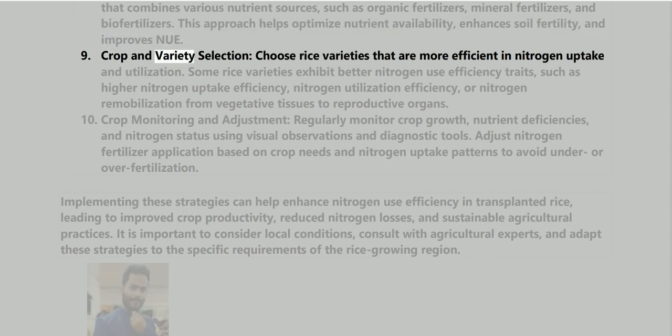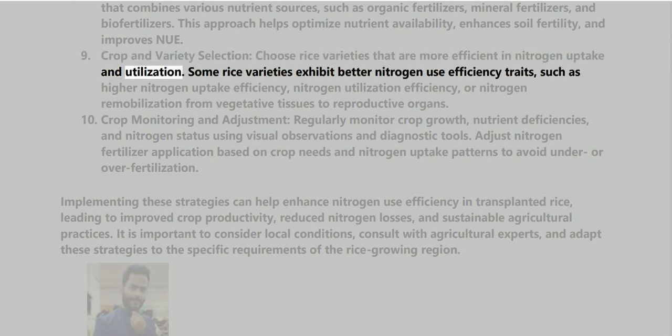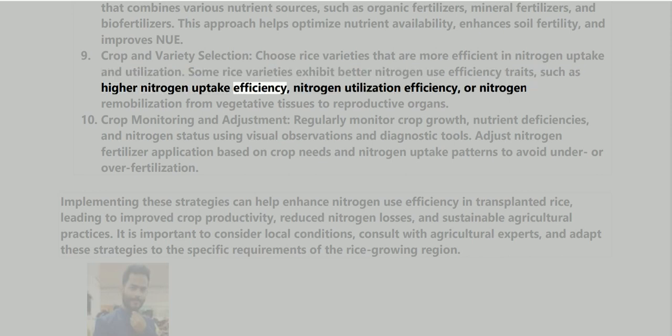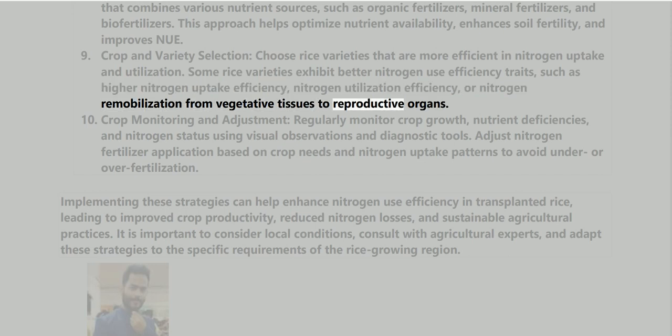9. Crop and variety selection. Choose rice varieties that are more efficient in nitrogen uptake and utilization. Some rice varieties exhibit better nitrogen use efficiency traits, such as higher nitrogen uptake efficiency, nitrogen utilization efficiency, or nitrogen remobilization from vegetative tissues to reproductive organs.